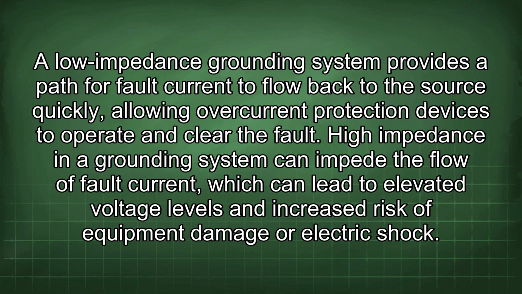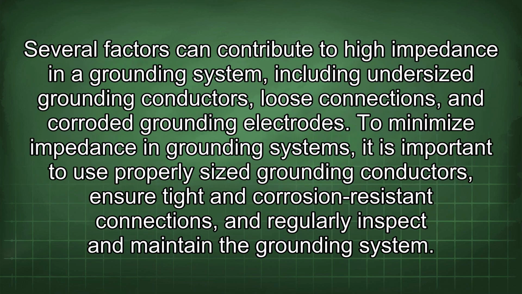High impedance in a grounding system can impede the flow of fault current, which can lead to elevated voltage levels and increased risk of equipment damage or electric shock. Several factors can contribute to high impedance in a grounding system, including undersized grounding conductors, loose connections, and corroded grounding electrodes. To minimize impedance in grounding systems, it is important to use properly sized grounding conductors, ensure tight and corrosion-resistant connections, and regularly inspect and maintain the grounding system.